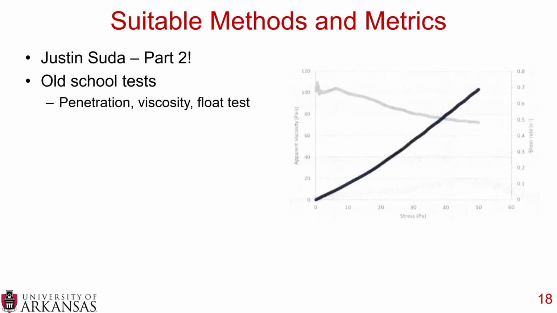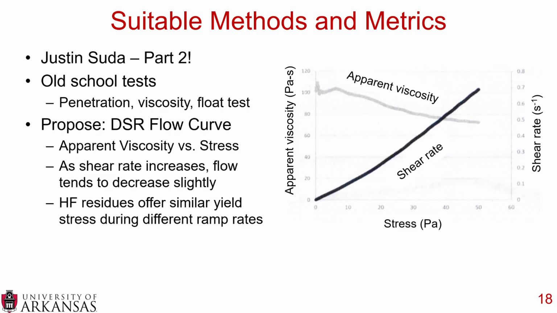Now, I'd probably get points off because you probably cannot read those axes because it's a kind of a bad scan of the article that I received. However, I can put my own labels on now, and now at least the labels are readable. The numbers may still be a little grayed out. But you can see here that Justin developed a DSR flow curve test, and this looks at the apparent viscosity versus stress. And essentially what we're looking for is that as the shear rate increases, the flow tends to decrease.